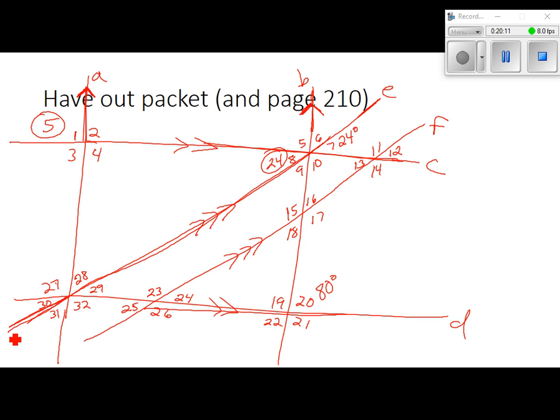Yeah, I understand. So C and D, what do we know about angle 20 right here? It equals 80. And that's this angle right here, right? If we know that angle, what's this angle? 80. What's this angle? 9. This angle? 9. This angle? 9. This angle? 8. This angle? 8.